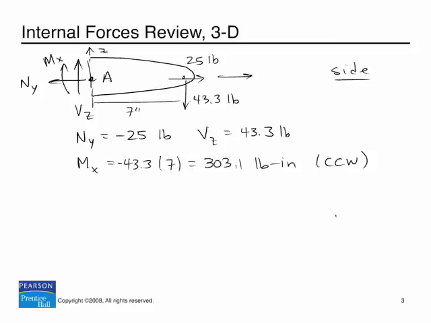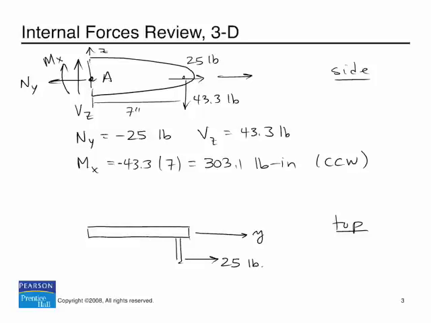Let's go ahead and draw the top view of this. If I'm standing on the positive z-axis and looking down at the structure, here's what I'm going to see. I'm going to see the crank down here. We've got 25 pounds going that way. Now I don't see in this view the 43.3 pound force because it's going along the z-axis and I can't see it from this top view.